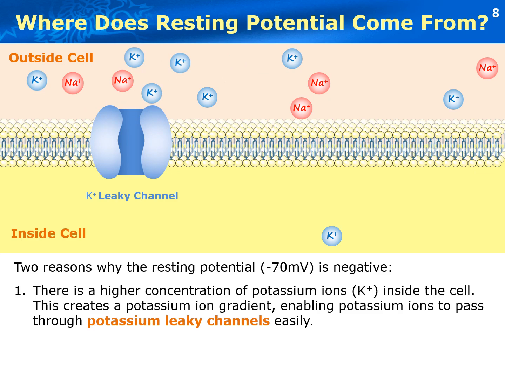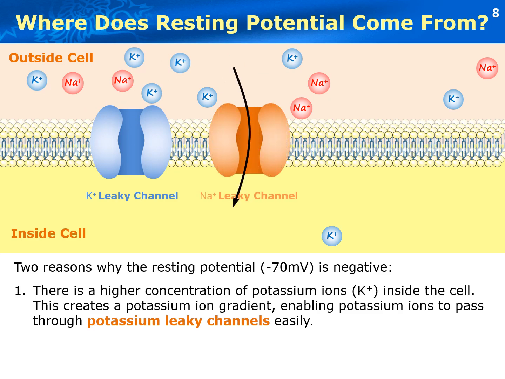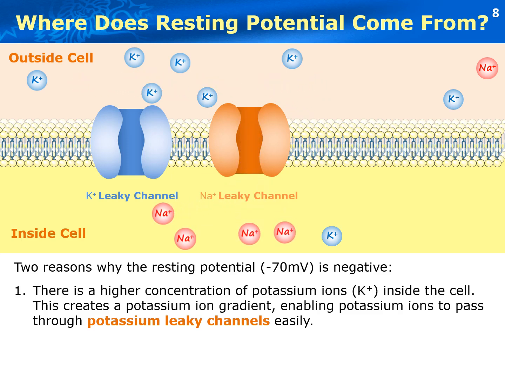At the same time, there is also a higher concentration of sodium ions outside the cell. These sodium ions are coming into the cell through sodium leaky channels. If this process continues, then more and more sodium ions are inside the cell, and potassium ions are outside, leading to an unbalanced distribution of ions on each side.